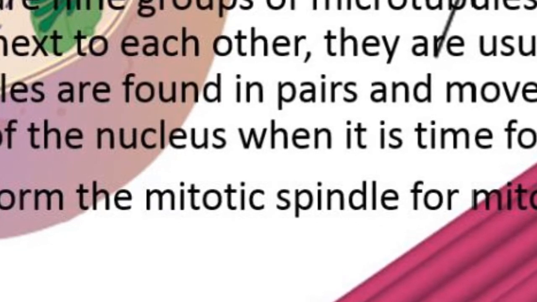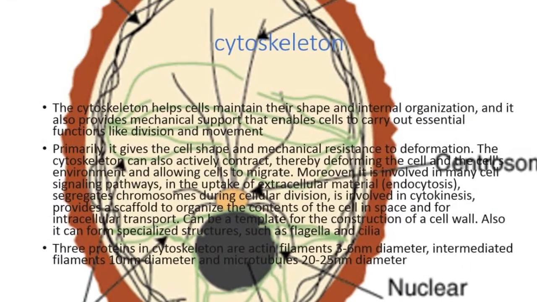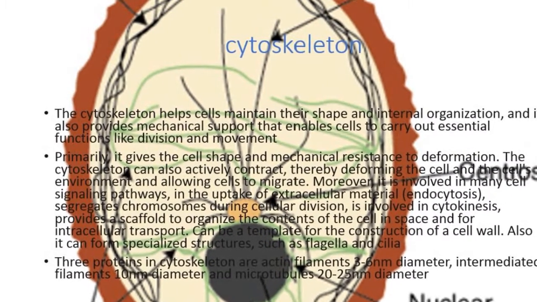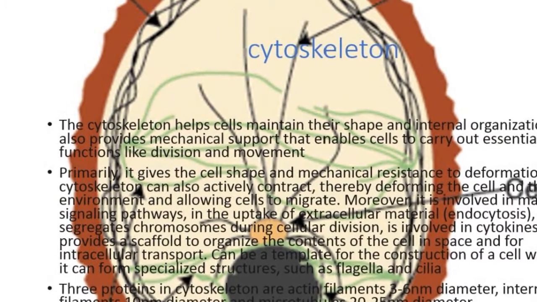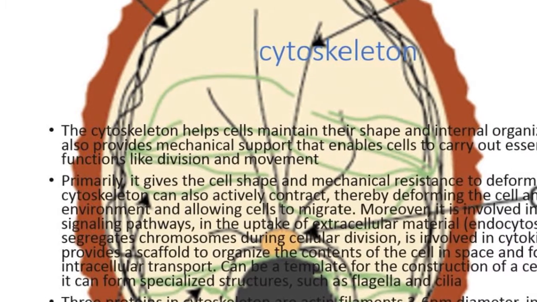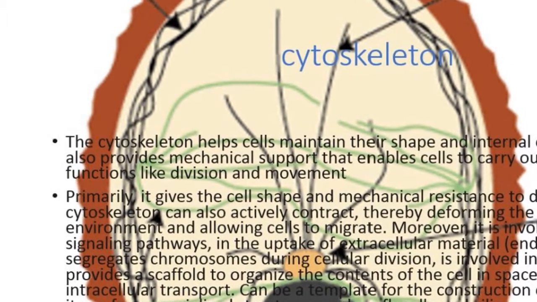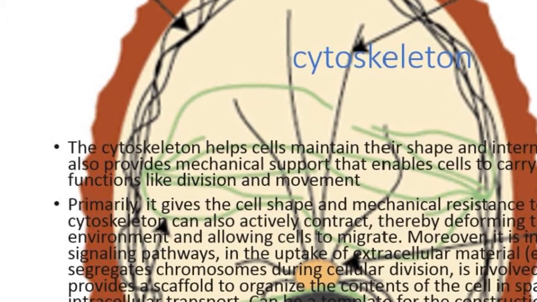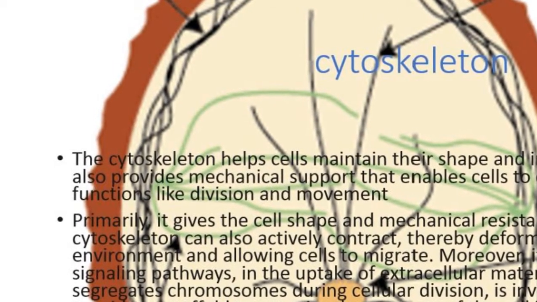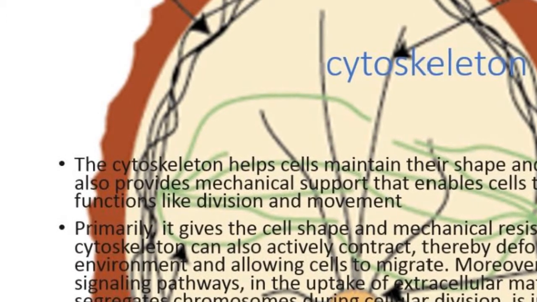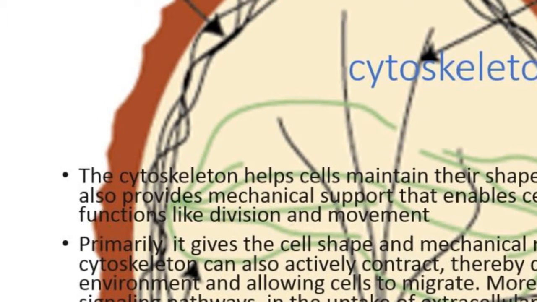cytoskeleton. So the cytoskeleton helps maintain cell shape and internal organization. It also provides mechanical support that enables cells to carry out essential functions like division and movement. Primarily, it gives the cell shape and mechanical resistance to deformation. The cytoskeleton can also actively contract, thereby deforming the cell and the cell environment and allowing the cell to migrate.